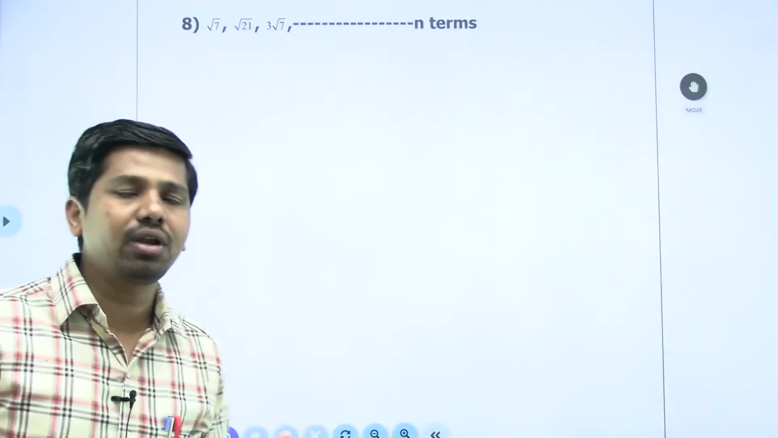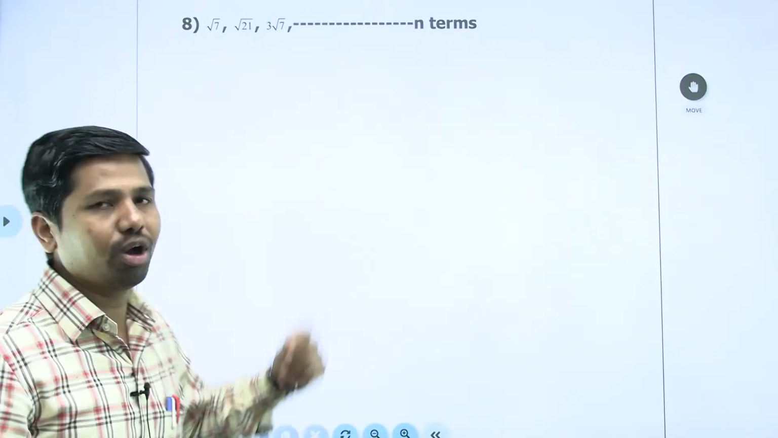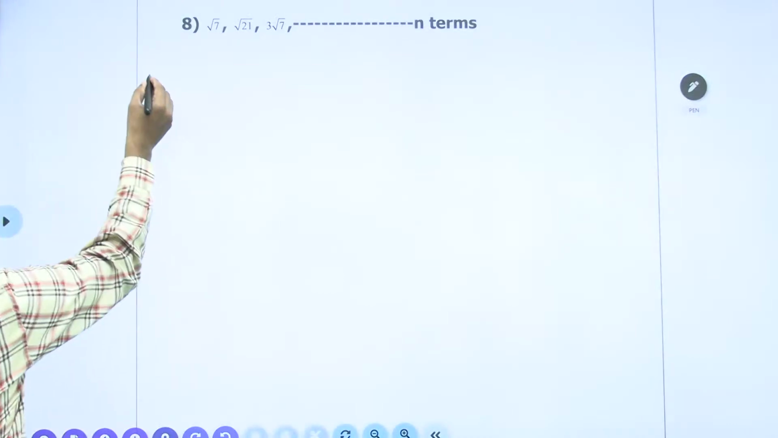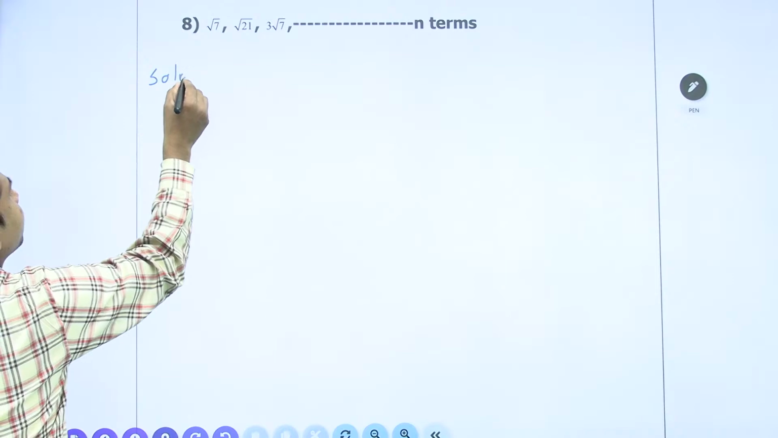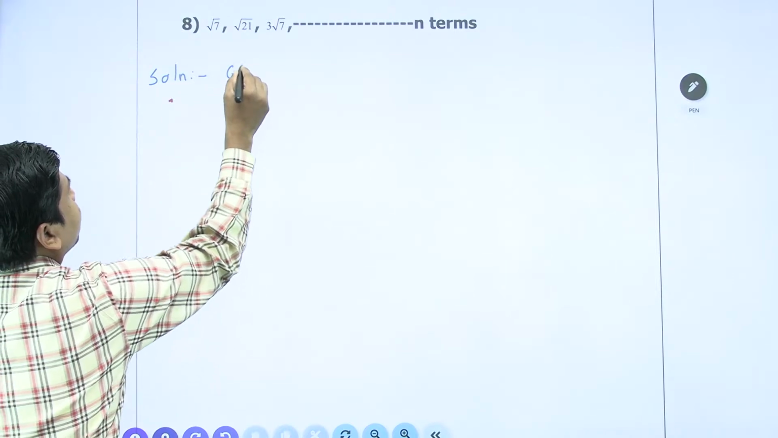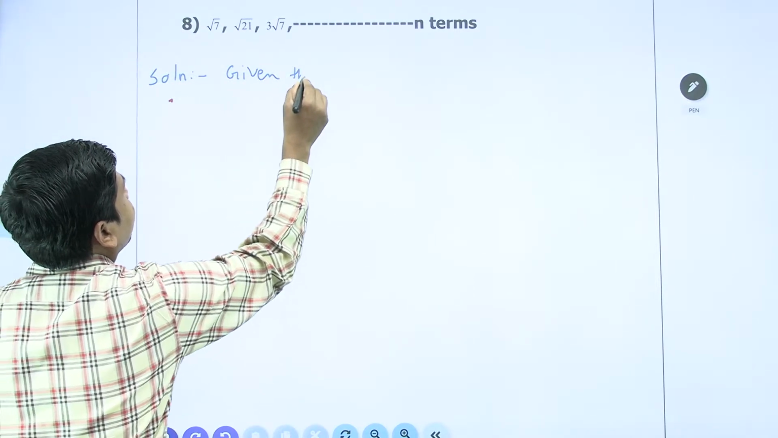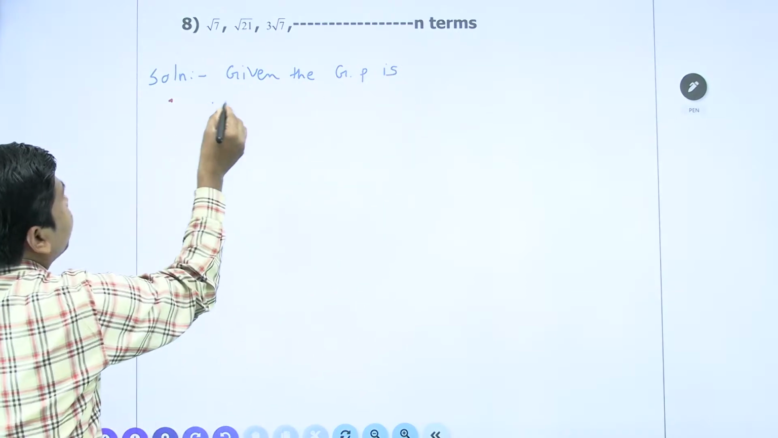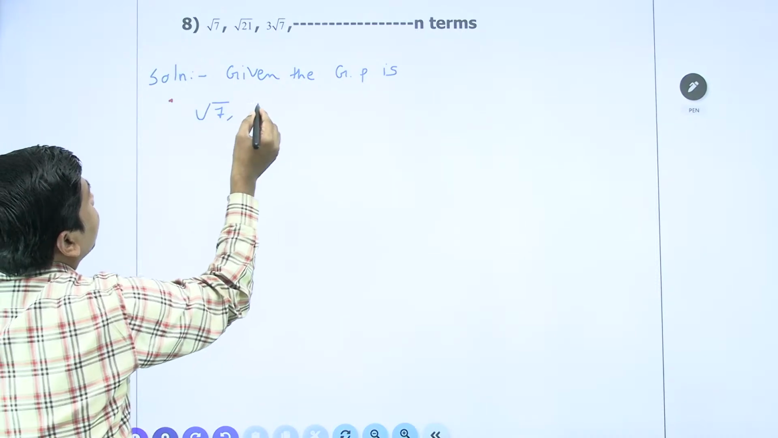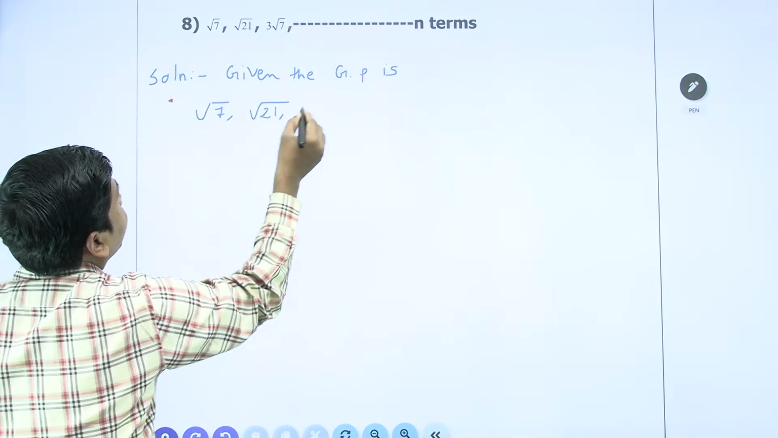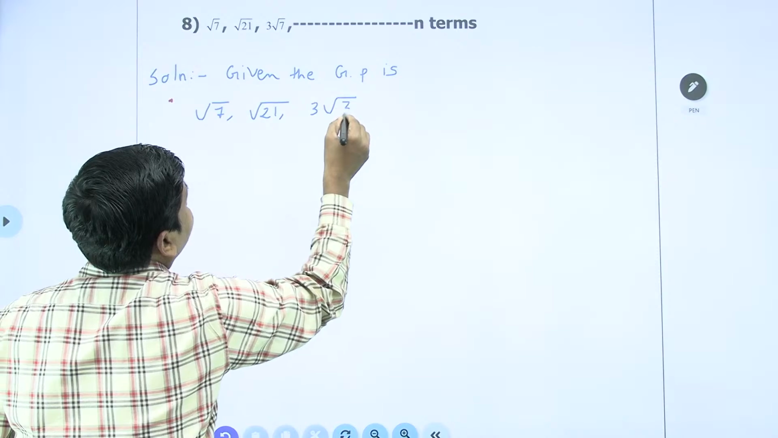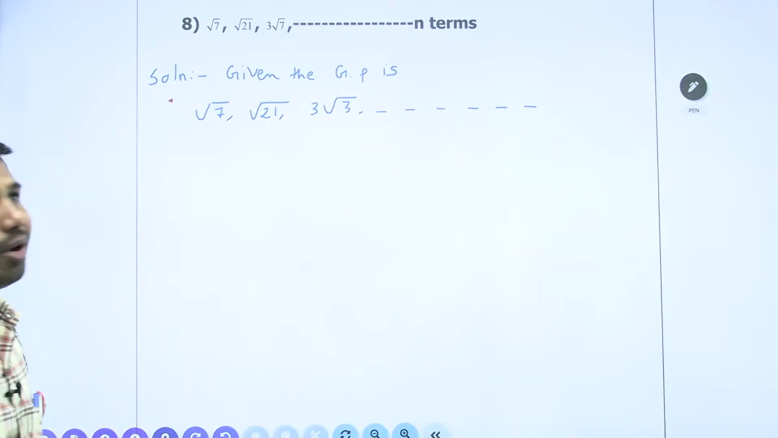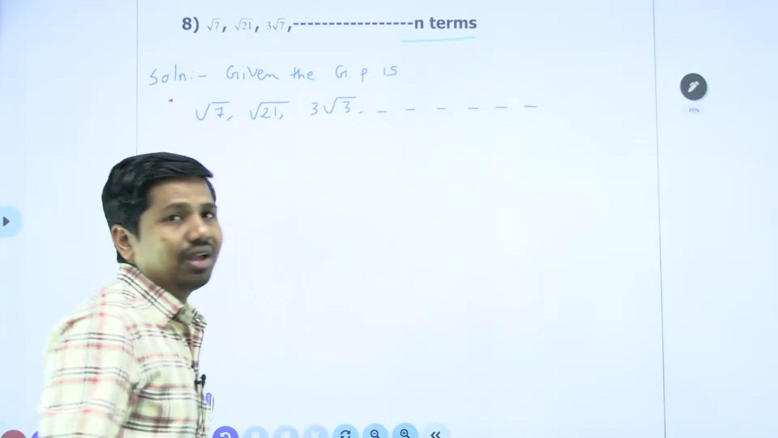Again, you have to find the sum of n terms for the given geometric progression. The given GP is root 7, root 21, 3 root 7. This is the given GP for you. You have to find the sum of how many terms? Sum of n terms, which means you have to find Sn.